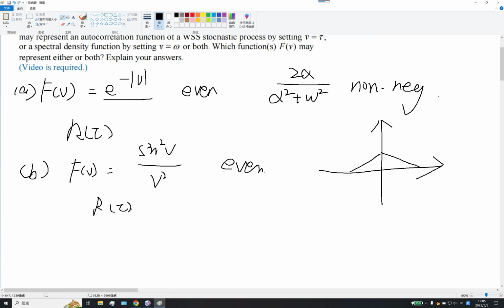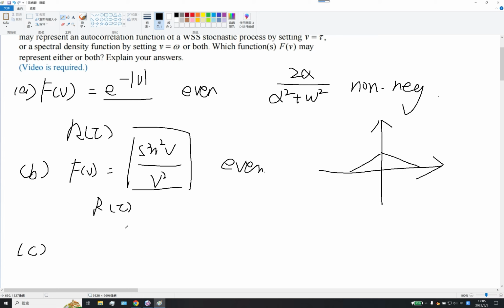So it can be R tau. And we know that this function itself is also non-negative. It is always larger than or equal to 0. So it can be a spectral density function by setting v equals omega.